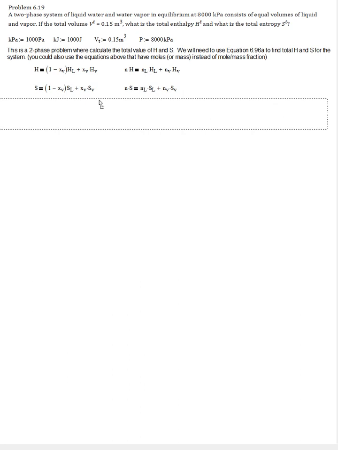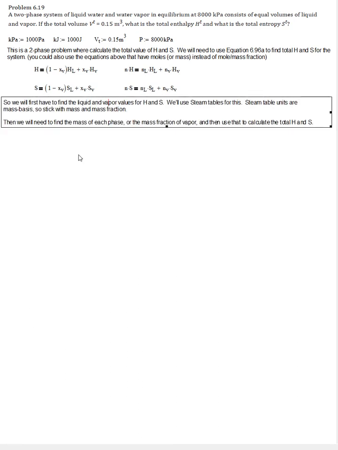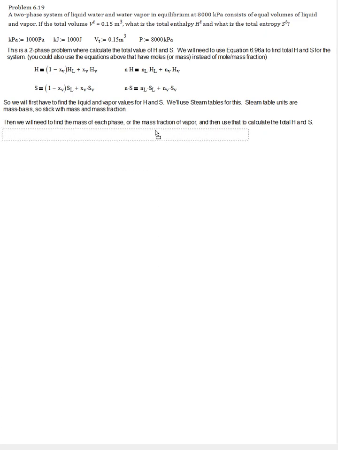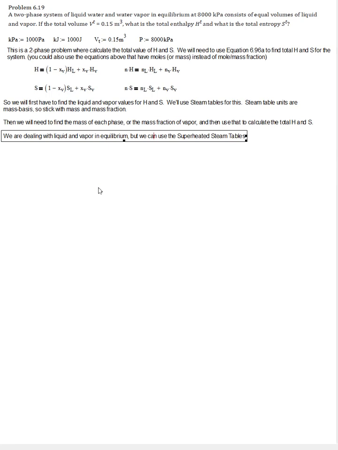So we'll use the steam tables for this, of course. And like I said, the steam tables use a mass basis. We'll need to find the mass and mass fraction so that we can calculate the total enthalpy and total entropy.